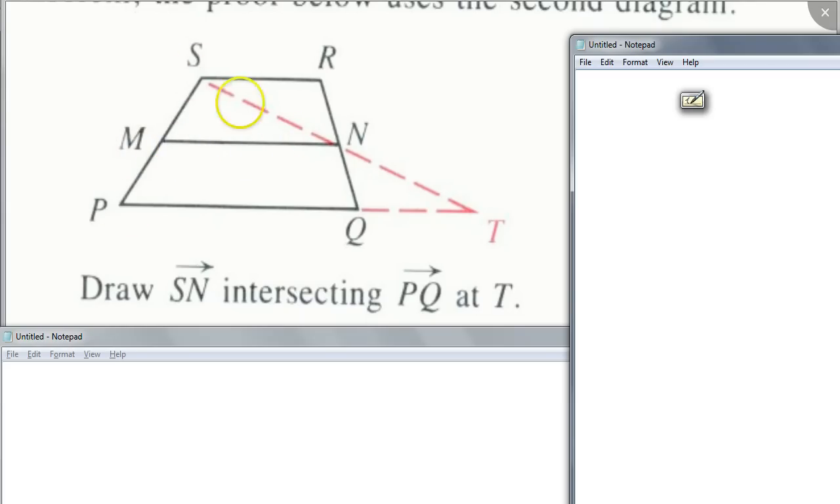By the way, is N the midpoint of ST? Do we know that yet? No, it would be great if we knew that, right? Because then we could actually apply that theorem directly. Then you would say MN will be parallel to PT, which will be parallel to PQ also because it's a part of it. And you could say the other ones, okay?